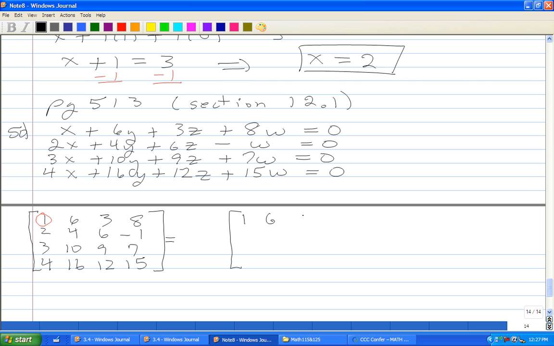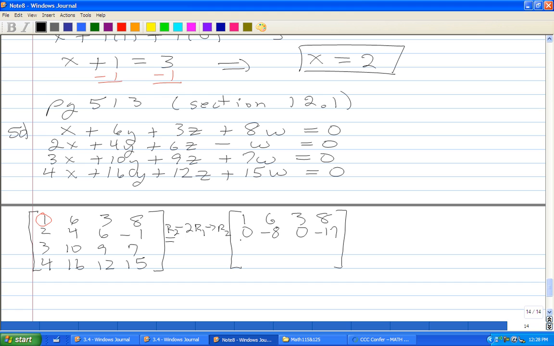1, 6, 3, 8. So let's make whatever's below it 0. So I'll take the second row, subtract 2 times the first row, give me a new second row. 2 minus 2 is 0. 4 minus 12, negative 8. 6 minus 6, 0. Negative 1 minus 16, negative 17.